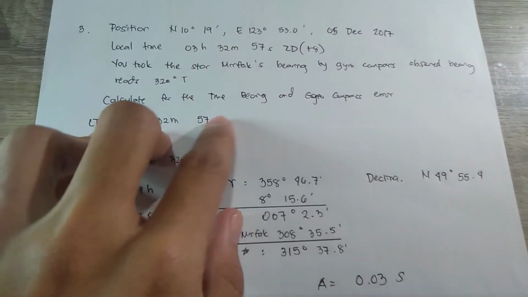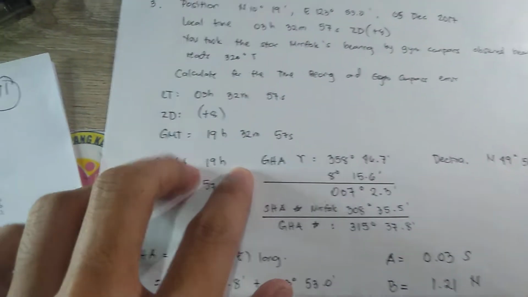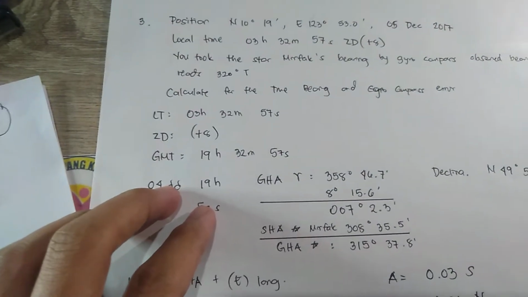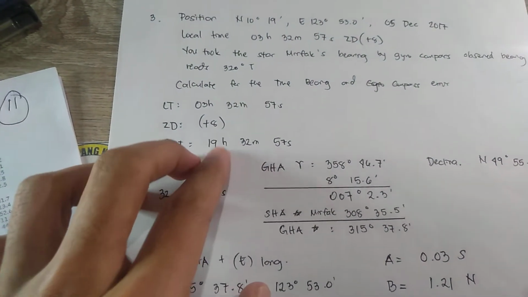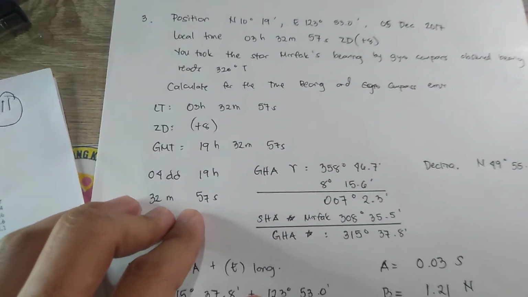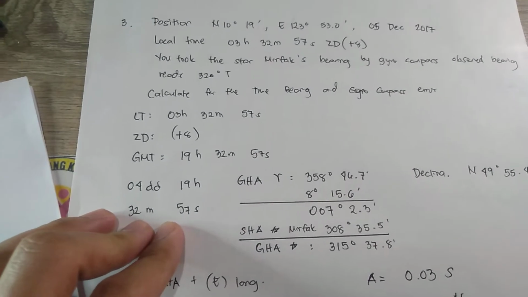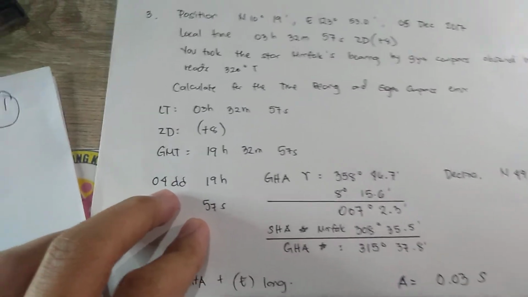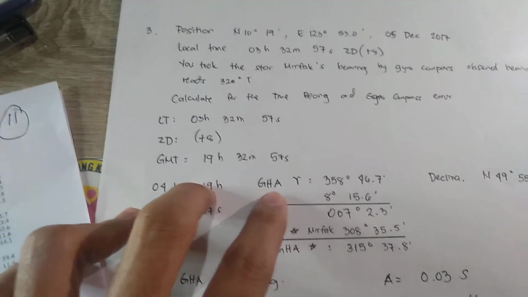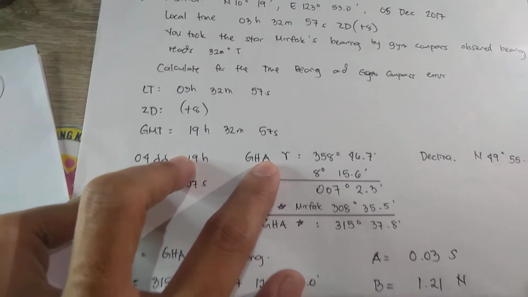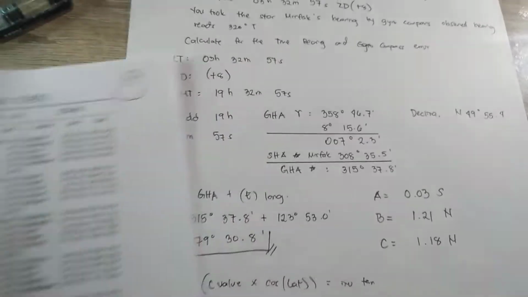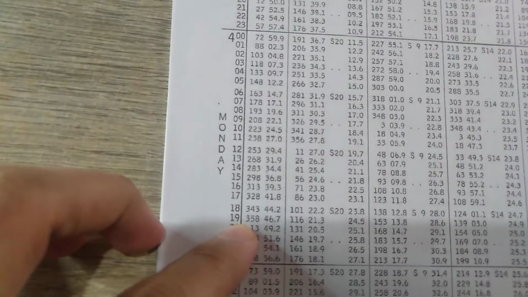And we took the star Mirfak's bearing by gyro compass, which is observed bearing reads 320 true. Calculate for the true bearing. Okay, so for the GMT, we have applied plus 8, so that is the day before December 5, which is December 4, 19 hours. For the GHA of Aries, for 4 and 19, 358 degrees 06.7 minutes.